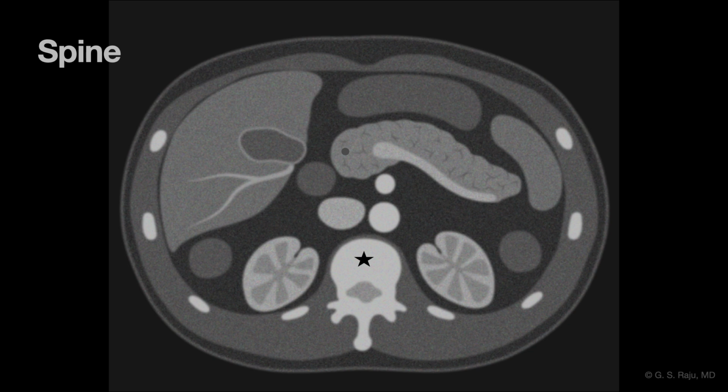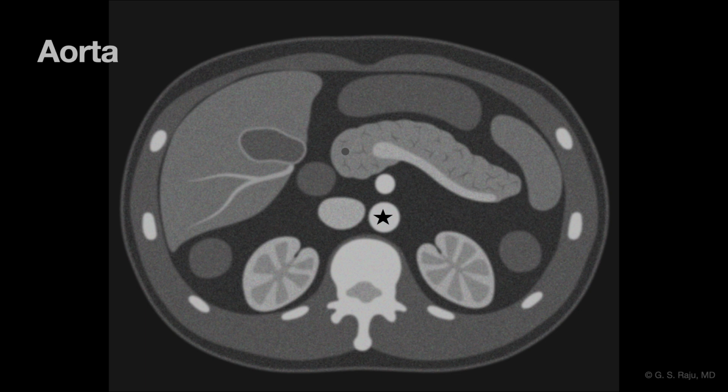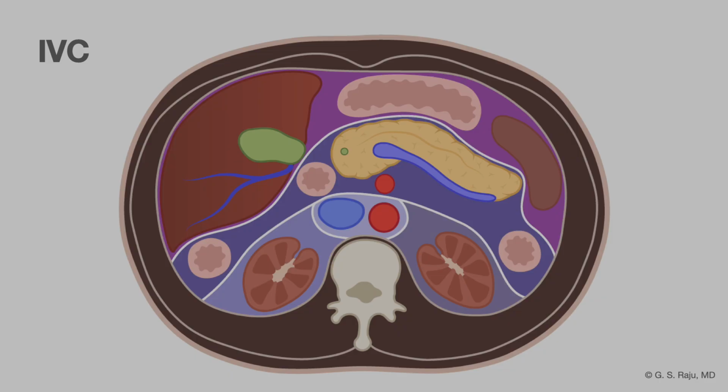In front of the spine, you have two major vessels in the abdomen, at least in the upper abdomen and mid-abdomen: the aorta and the inferior vena cava. The aorta is round, and on CT you see this round structure, the aorta, right in front of the spine. Big vessel. And to the right of the aorta, you see the inferior vena cava.